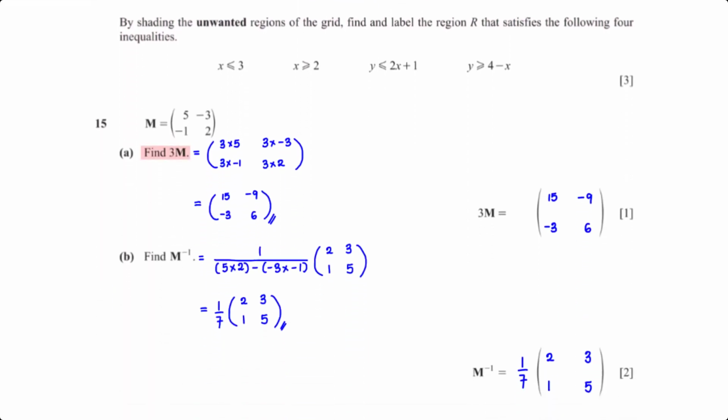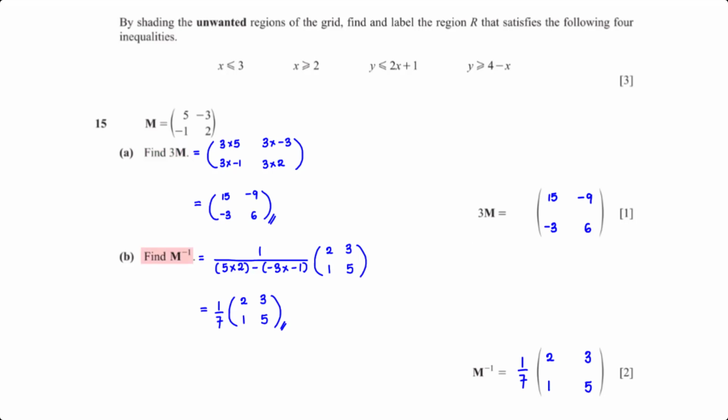Find 3M. To get 3M, we multiply each of the elements in matrix M by 3. So 3 times 5 is 15. 3 times negative 3 is negative 9. 3 times negative 1 is negative 3. 3 times 2 is 6. So we have 15, negative 3, negative 9, 6.